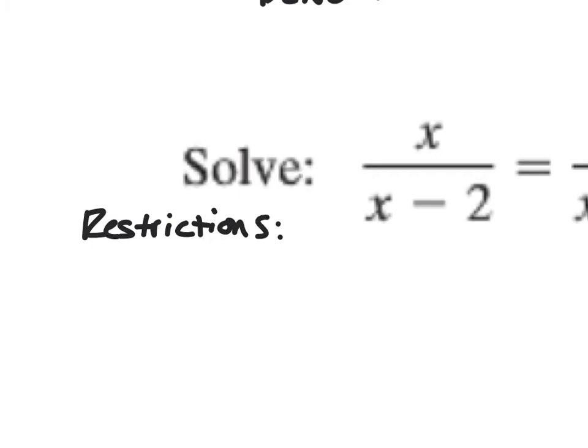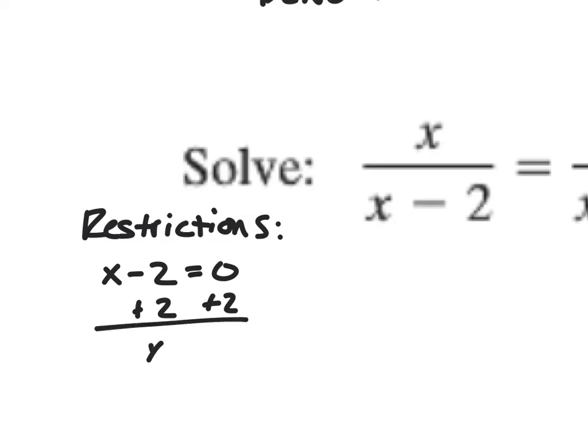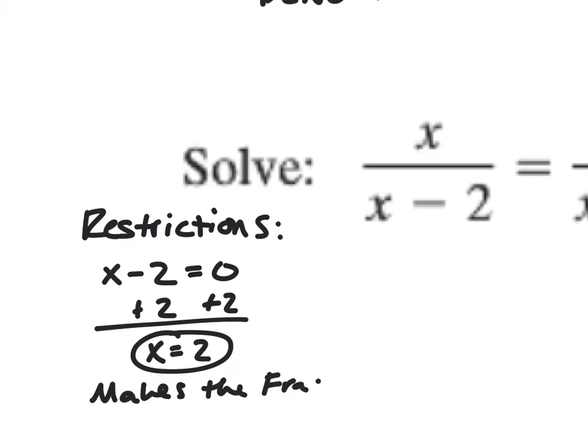What I'm going to do is take my denominator, which is x minus 2, and set that equal to 0. And when I do that, I'm going to solve for x. I'm going to add 2 to both sides. I get that x is equal to 2. This value makes the fraction undefined. So we have to do that before we solve.